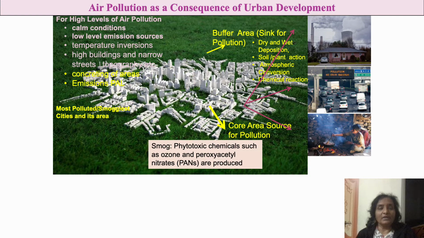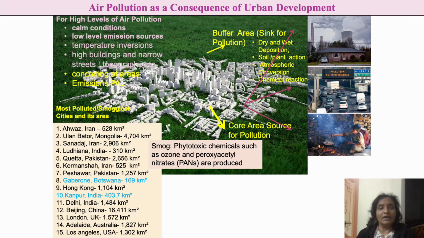So, what happens? The calm conditions, meteorological conditions where wind speed is very low, are prevalent, and this gives rise to low level of emissions from these activities, temperature inversions, high buildings and narrow lanes, then congested roads, etc. leads to high amount of air pollution in this area. This area, if we consider in a city like Delhi, which is expanding and the buffer area is reducing, we can find smog, and that is phytotoxic chemicals such as ozone and PAN, which are produced because of photochemical interaction.